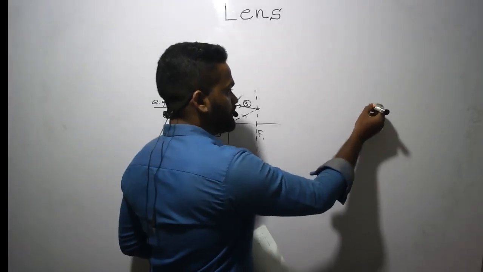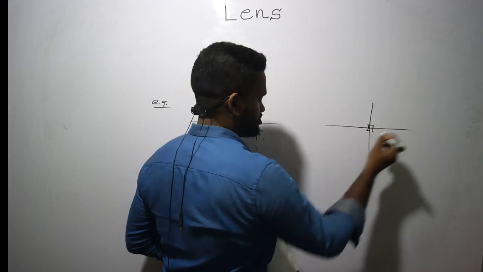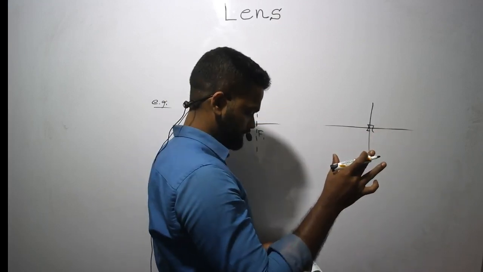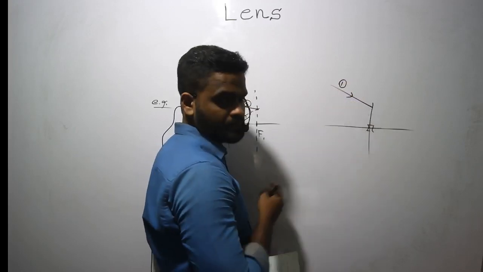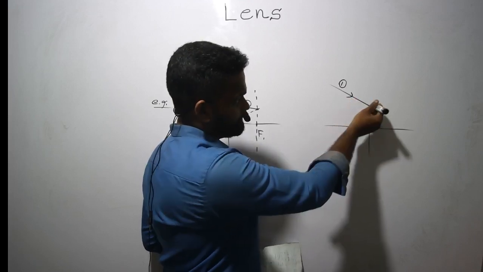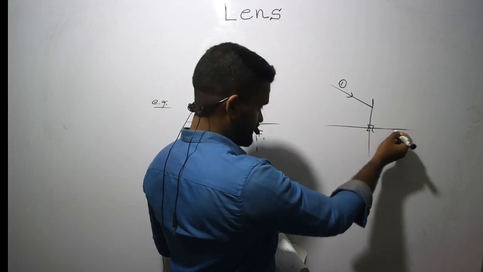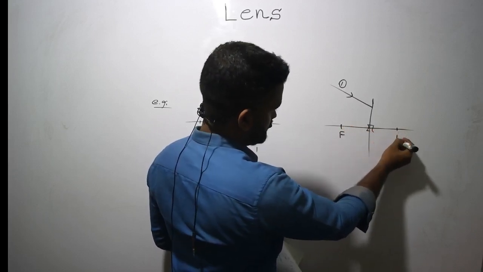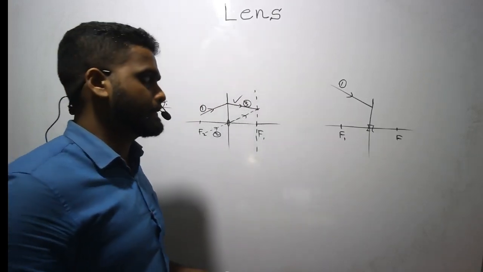Right. Let's think about this for a concave lens now. For a concave lens, we are given this one. First, this is all they have given, right? Then they asked for the focus as well. They have given the focus as well. Here you have the primary focus. You need the primary focus.